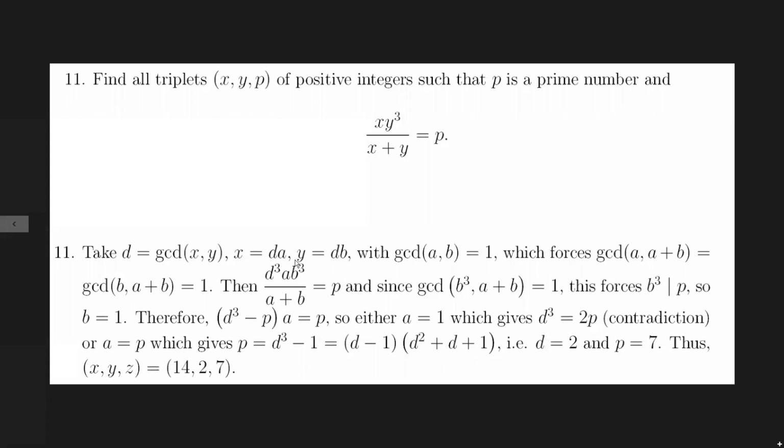Okay, so what we're going to do is substitute these two. Substitute X and Y as these things in here, and you get this. After you simplify, you cancel as many D's as you want. One of the D's will cancel from the denominator.